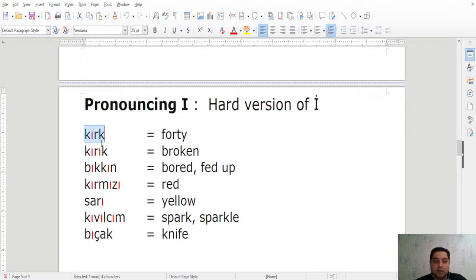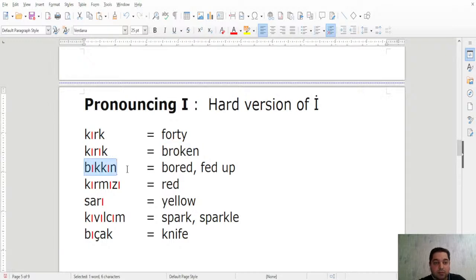So the examples we have here is, for example, kırk, right? If it was İ, it will be kirk, right? Kirk. But it's not İ, it's I. Therefore, it's kırk. Not kirk, but kırk. Okay, kırk. It's very hard, which means 40. Kırık, not kirik. Again, I just try to give you the different version that people can pronounce it. It's not kirik, it is kırık. Okay, kırık, which means broken.